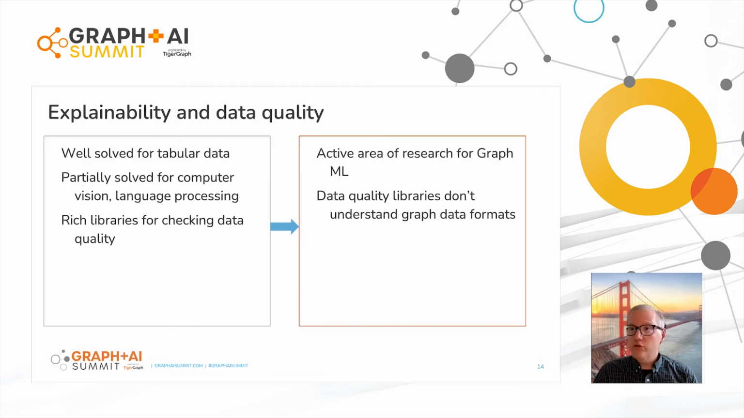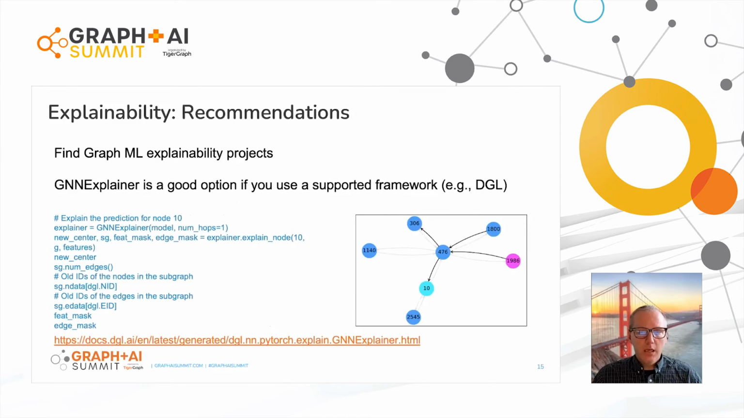And again, for a lot of traditional ML scenarios, there are some rich libraries and open source tools available for that problem. But a lot of those libraries don't really understand graph data, at least not natively. So it may be difficult to get a sense of data drift when you're talking about a graph database. So what can we do to address these problems?